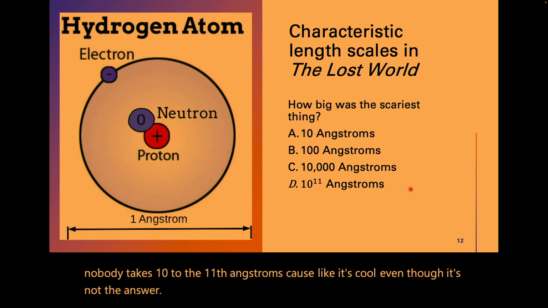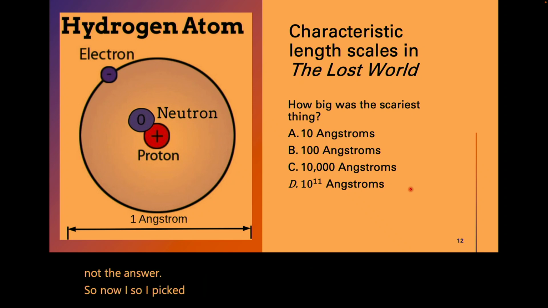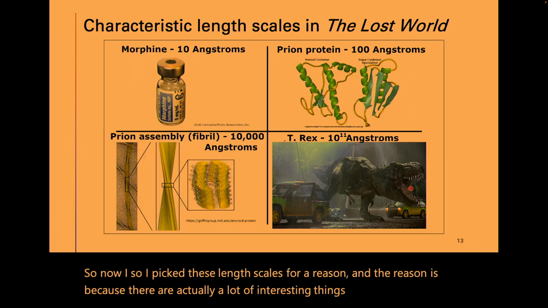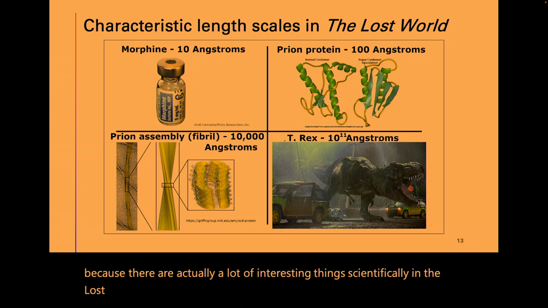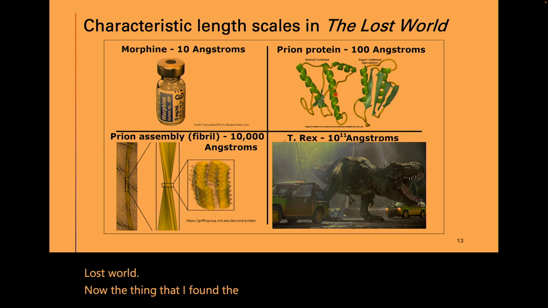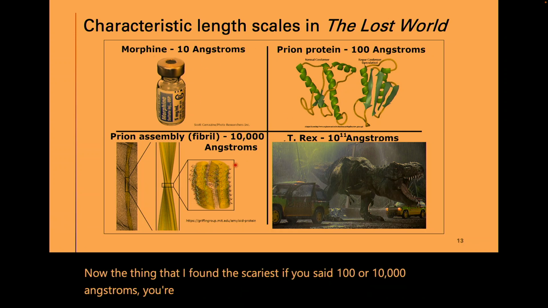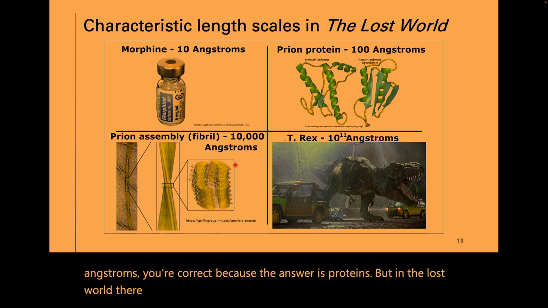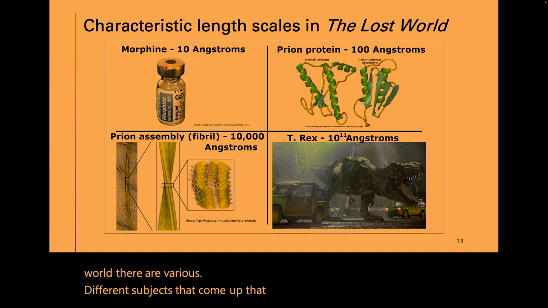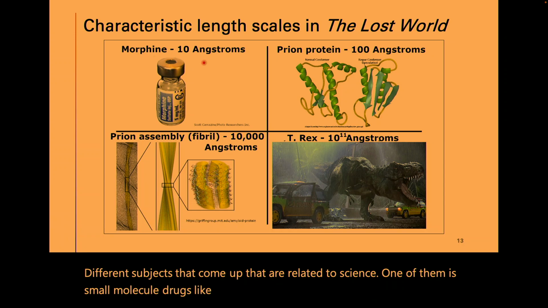So now I picked these length scales for a reason, and the reason is because there are actually a lot of interesting things scientifically in The Lost World. Now, the thing that I found the scariest, if you said 100 or 10,000 angstroms, you're correct, because the answer is proteins. But in The Lost World, there are various different subjects that come up that are related to science. One of them is small molecule drugs like morphine, on the order of about 10 angstroms, which are given to one of the scientists when he breaks his leg.